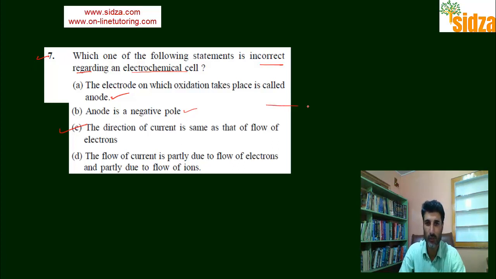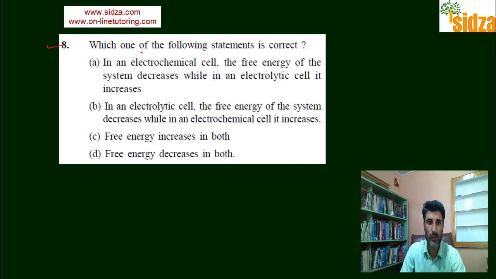Why? Because if this is the flow of electrons, the direction of the current will be opposite to the direction of the flow of electrons. Question number 8: which one of the following statements is correct? So we have to check the correct statement. In an electrochemical cell, the free energy of the system decreases, while in an electrolytic cell it increases. So in the electrochemical cell, that means the galvanic cell, the free energy of the system decreases, while in an electrolytic cell, where electrolysis takes place, it increases.